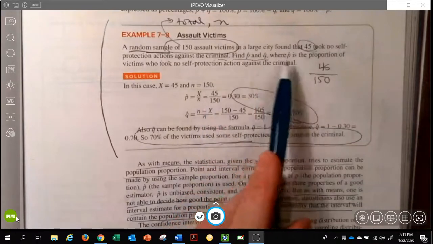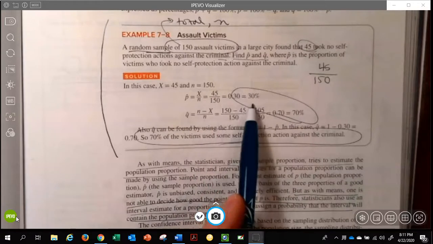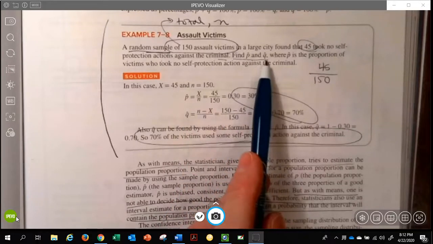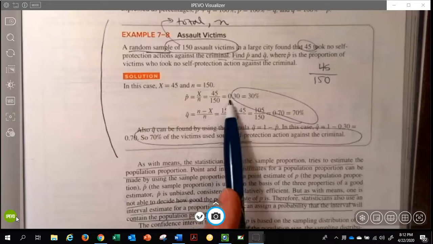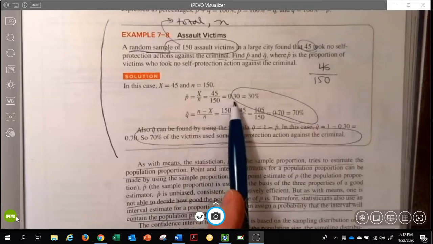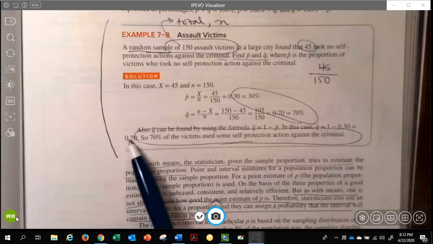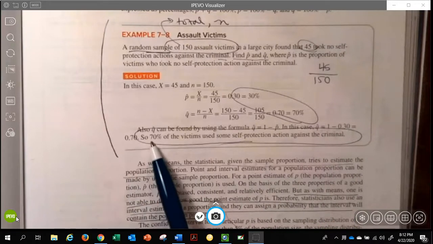I don't think they told us how to leave the answer, so we've got to be ready. You can leave it how you want to if I don't tell you on a test or if they don't tell you in the homework. But they want not only P hat, they want Q hat. Well, I'm all about lazy, so if I already know this is 0.3, I'm going to jump down here and just do 1 minus 0.3 and get 0.7, or 70%.